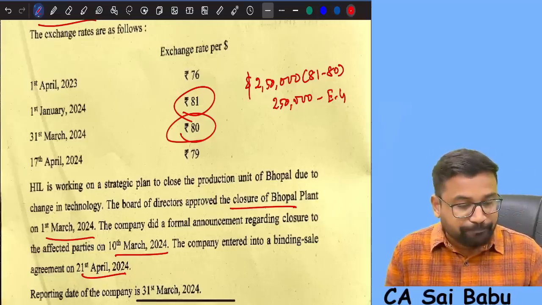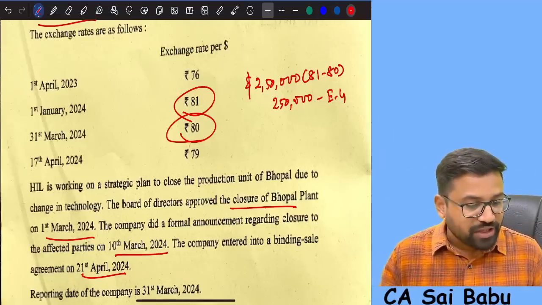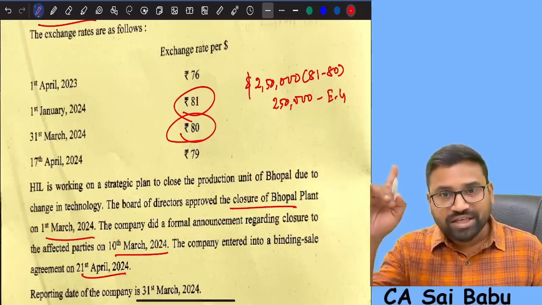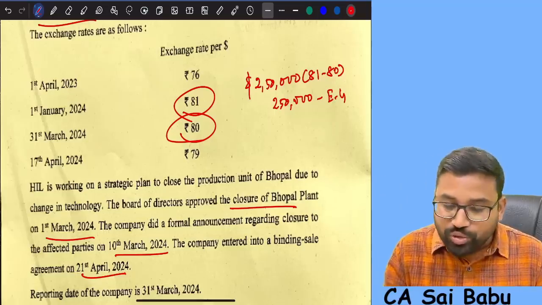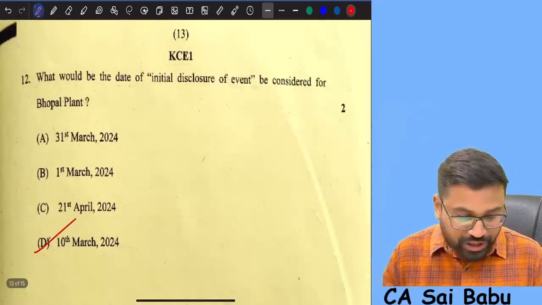81 has become 80. Therefore, the foreign supplier, the amount I need to pay, 250,000 into 81 initially. Now it has become 80. So therefore 1 rupee decrease, right? 250,000 is my exchange gain, which will be credited to P&L account.